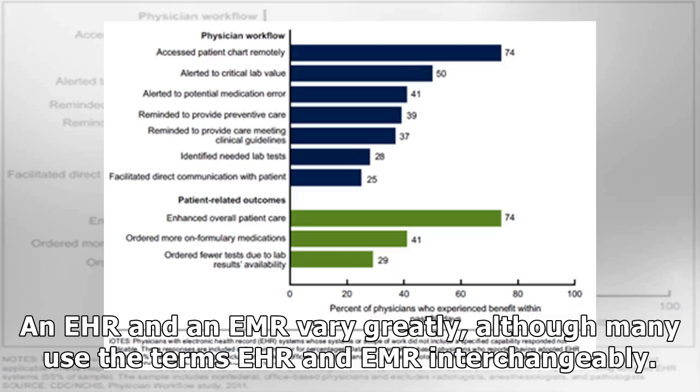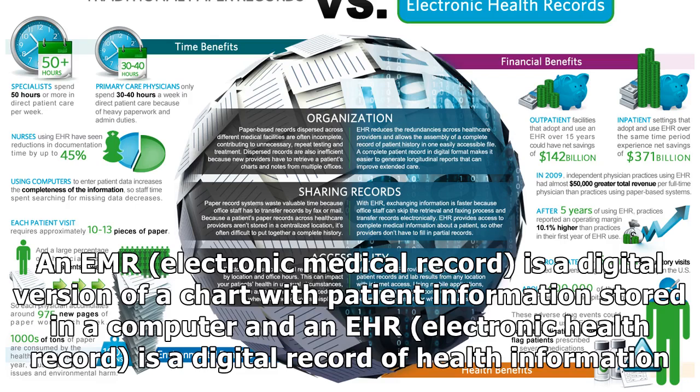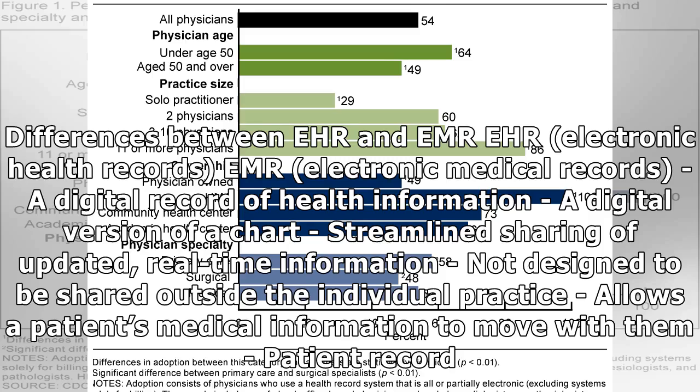An EHR and an EMR vary greatly, although many use the terms EHR and EMR interchangeably. An EMR, electronic medical record, is a digital version of a chart with patient information stored in a computer, and an EHR, electronic health record, is a digital record of health information. Differences between EHR and EMR.